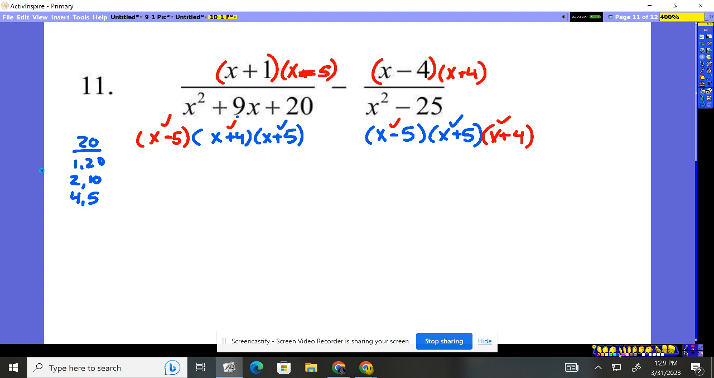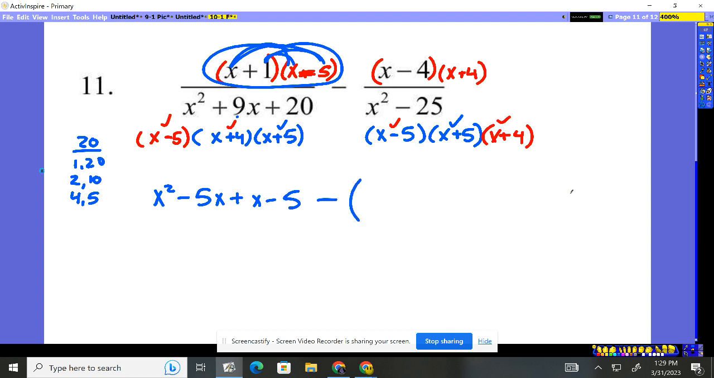So we need to go ahead. Let's do it back in blue. I'm going to go ahead and figure out what x plus 1 times the x minus 5 is. X times x is x squared. X times the minus 5 is minus 5x. 1 times x is 1x. And 1 times that is minus 5.